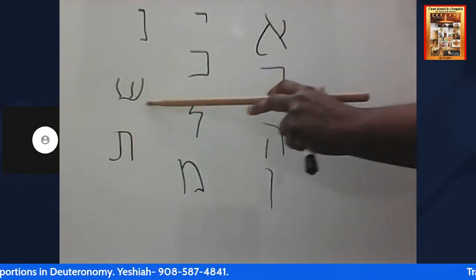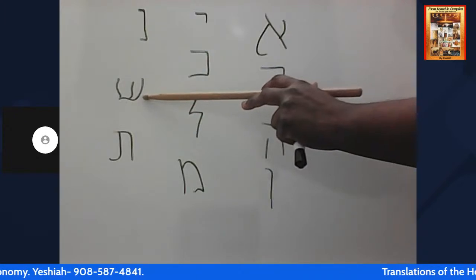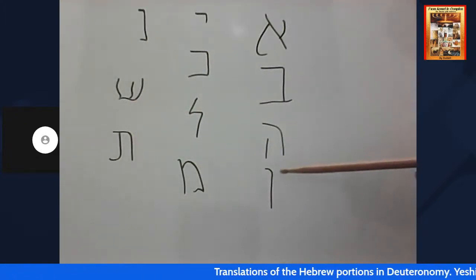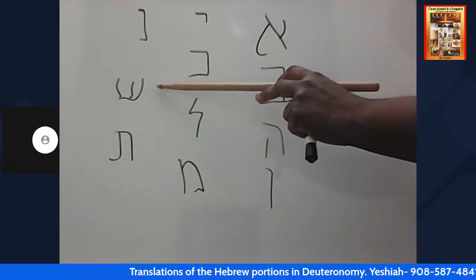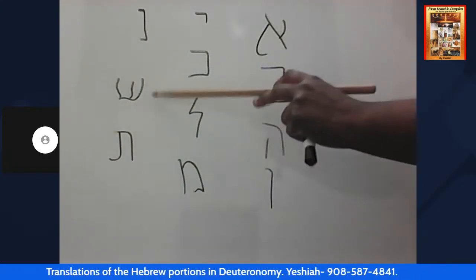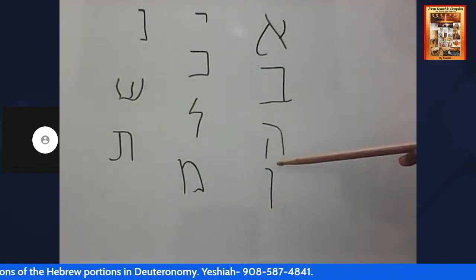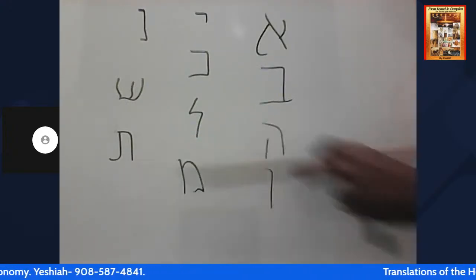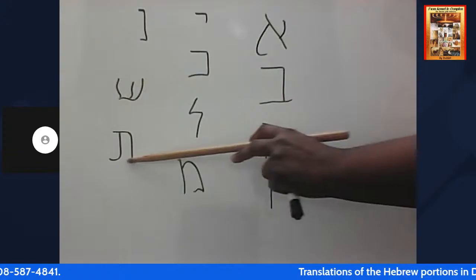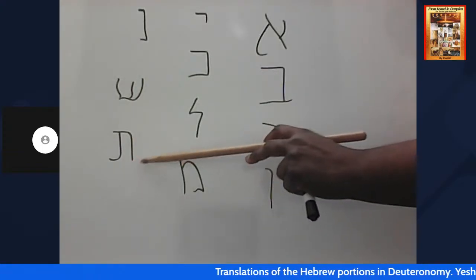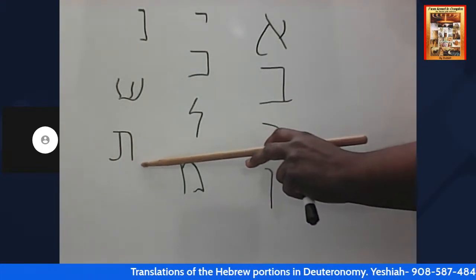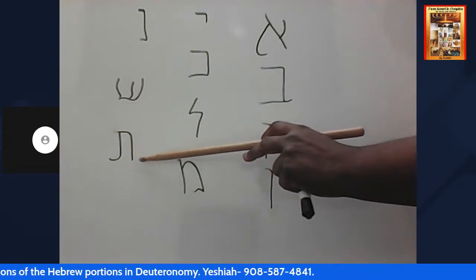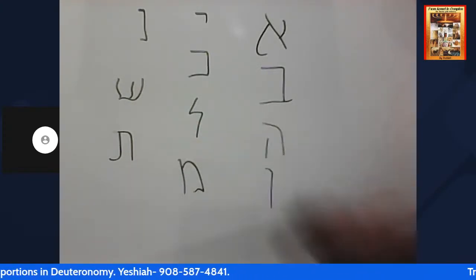Here we have the letter Shin. This serves as a prefix with nouns and a prefix with adjectives. Then we have the letter Tau. This serves as a prefix transforming from a verb to a noun, and it also serves as a suffix with nouns.